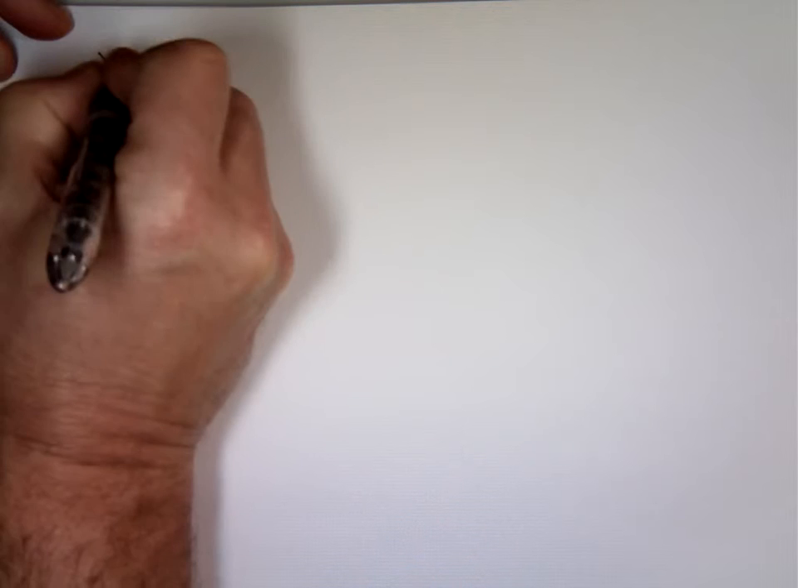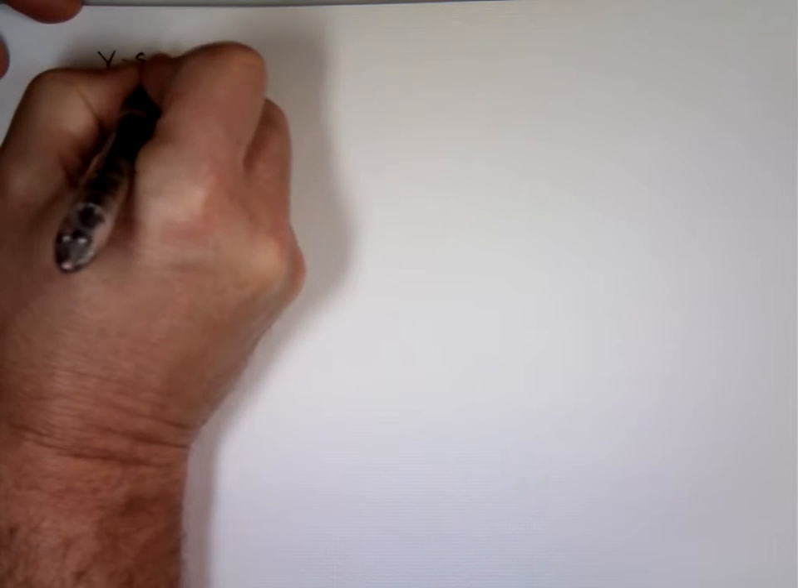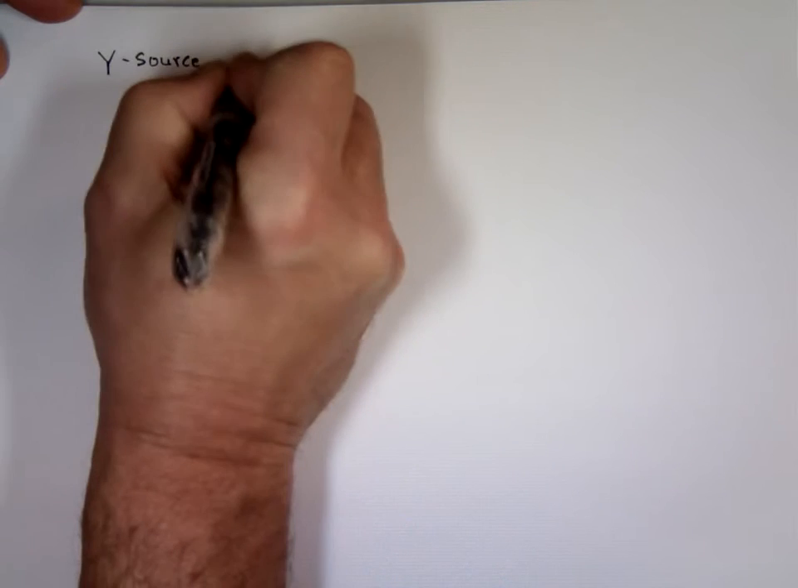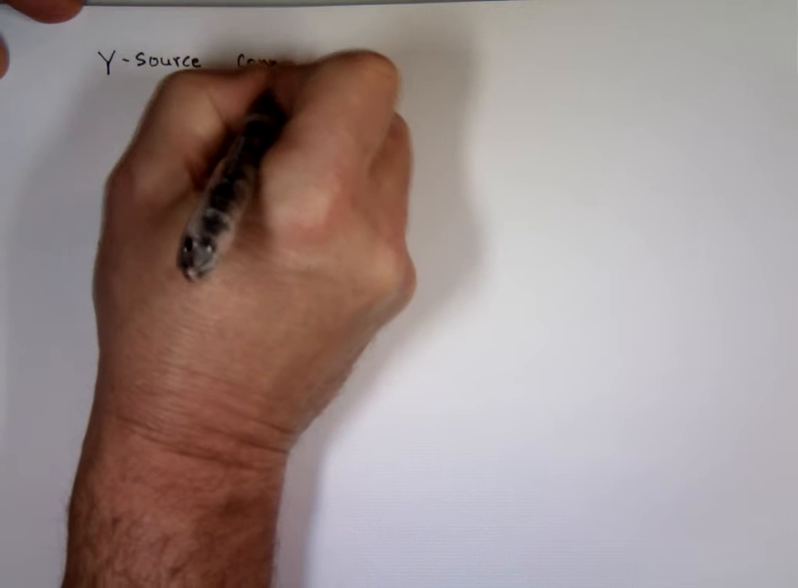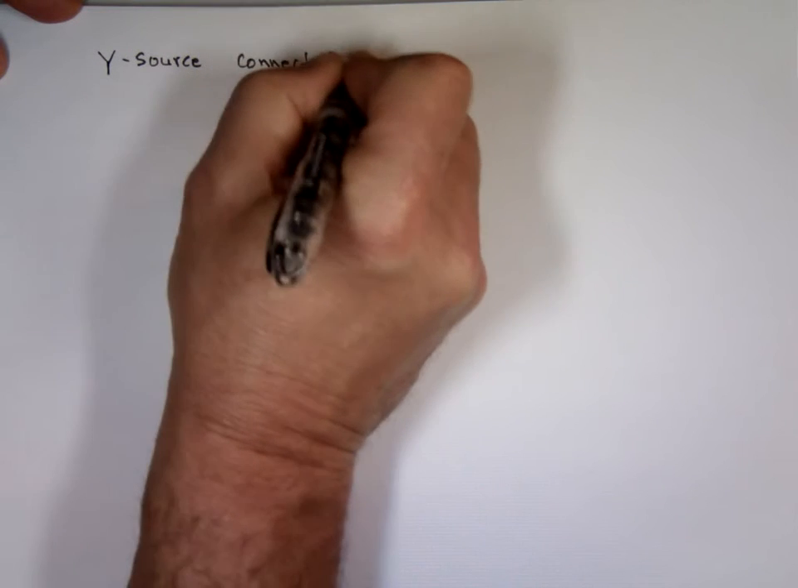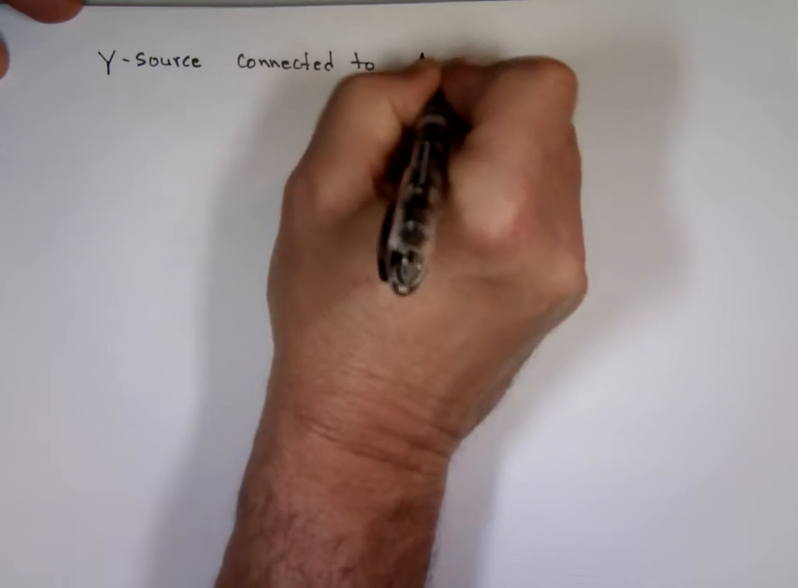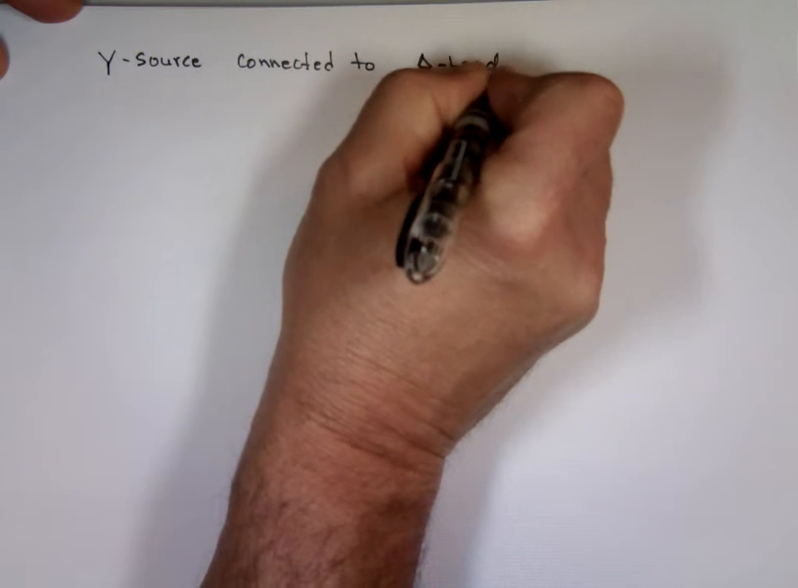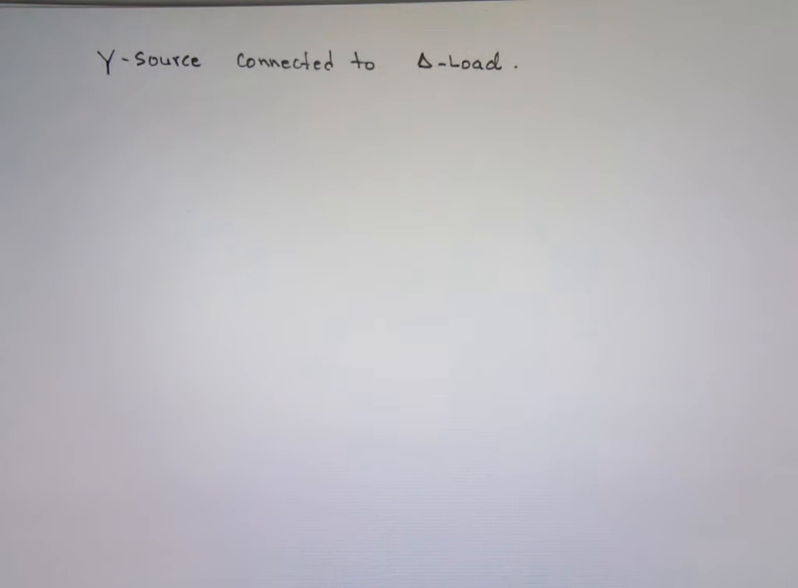Let's try a Y source connected to a delta load. Sometimes you encounter a Y source to a delta load or a delta source to a Y load. We like to see them Y to Y or delta to delta.